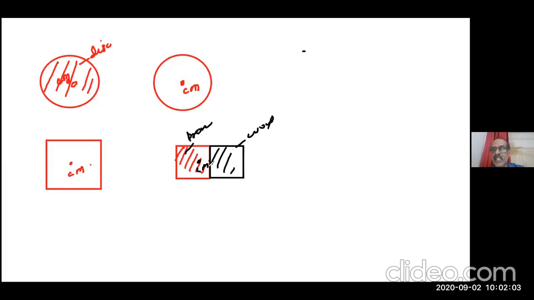But if the material is heterogeneous, then center of mass is shifted to the denser region of the material. Center of mass is not necessarily within the material.